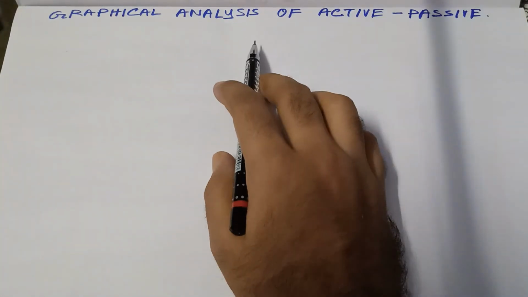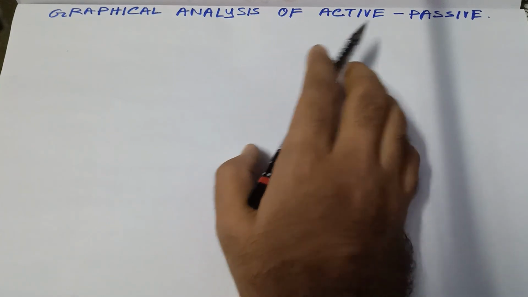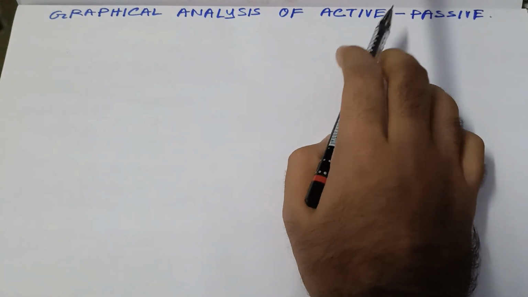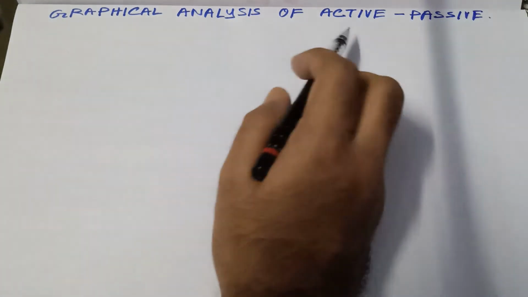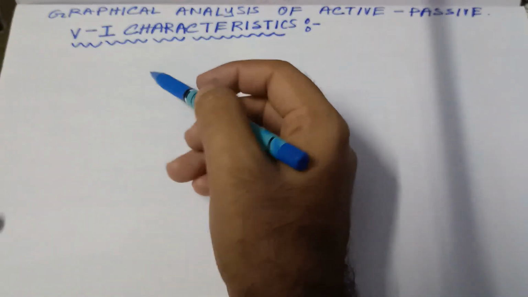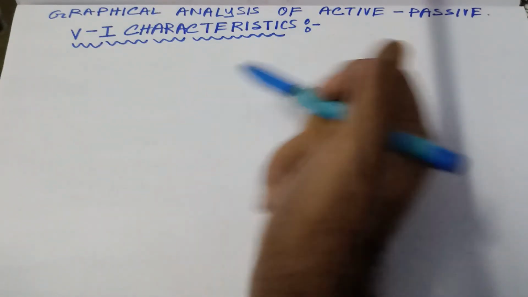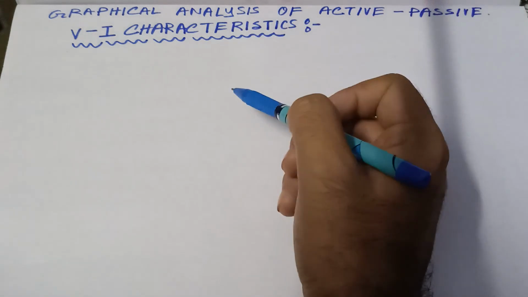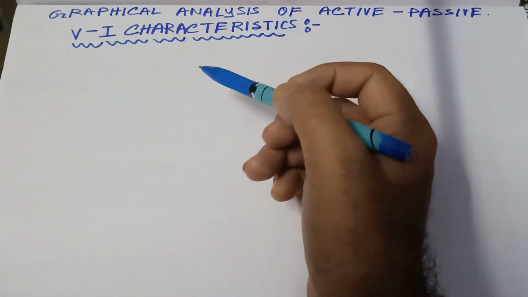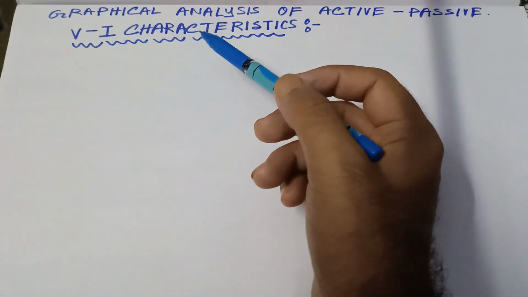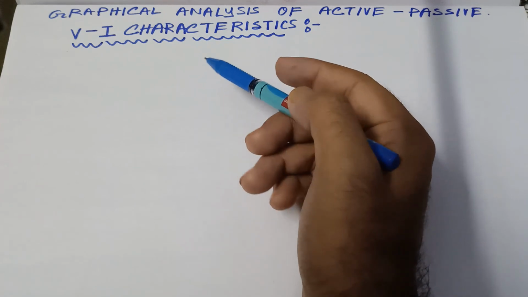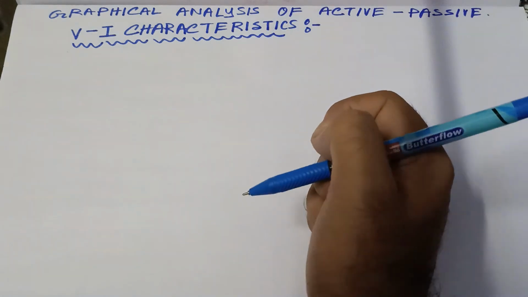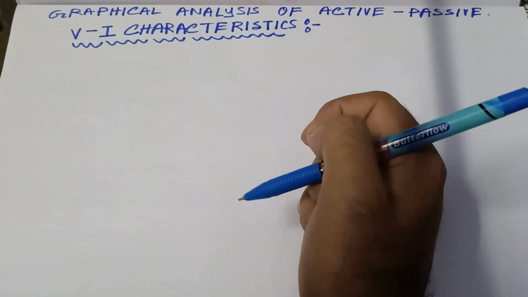And now moving into the graphical analysis of active and passive elements, just like we did in the linear non-linear part. Again, we will look into the VI characteristics of the element. But before approaching this method, you should have a better idea about slope or straight line. Okay, so first of all, I'm trying to teach you the straight line equation.